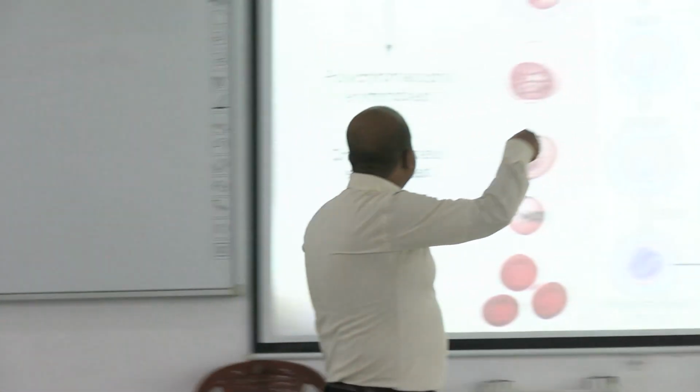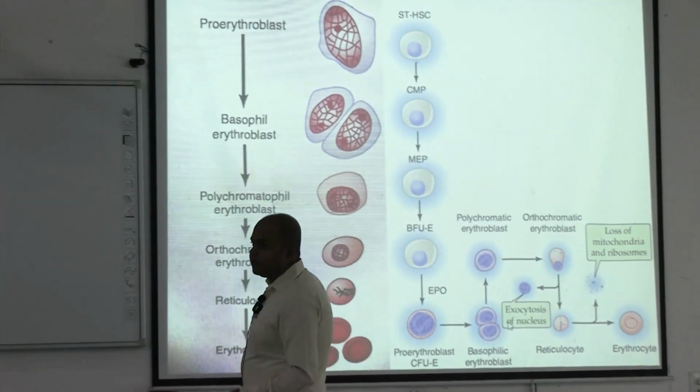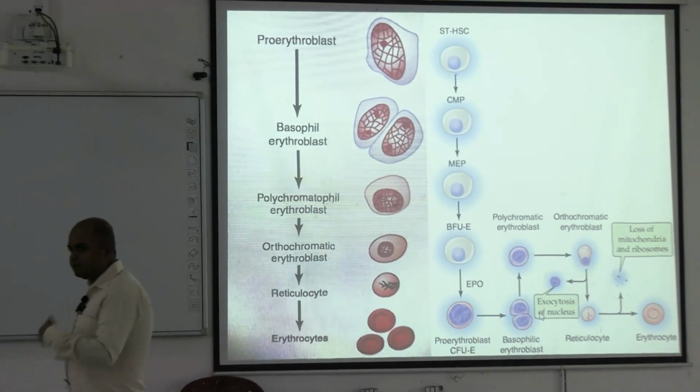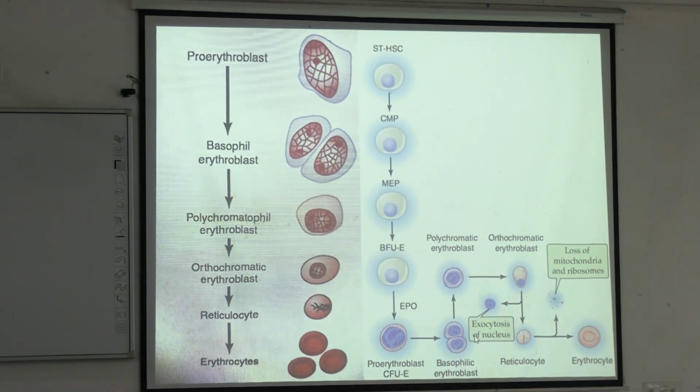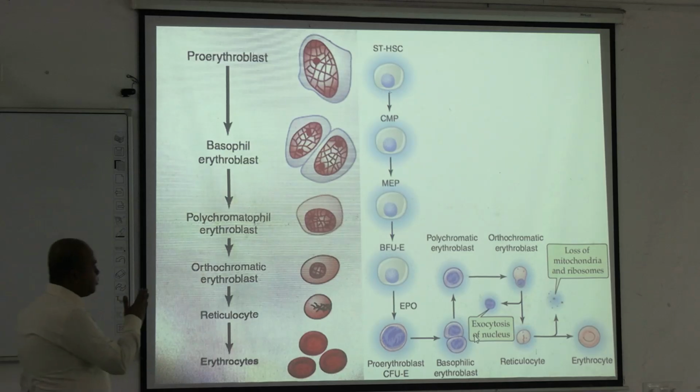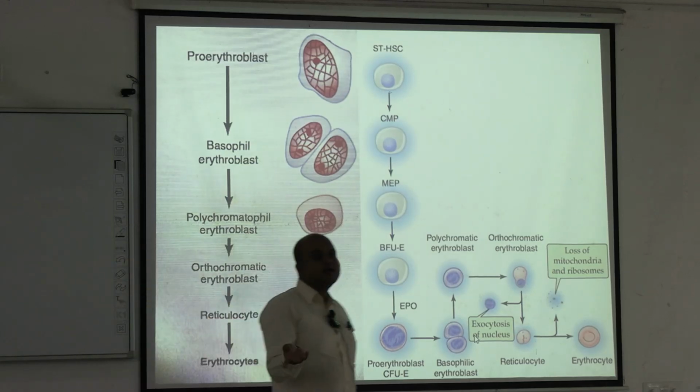Erythropoiesis has different stages. We had already discussed pro-erythroblast. Blast cells are precursor cells. Erythroblasts are the precursors for erythrocytes. Pro-erythroblast, then the different stages: basophilic, polychromatic and orthochromatic erythroblast. Then comes the reticulocyte and the erythrocyte.